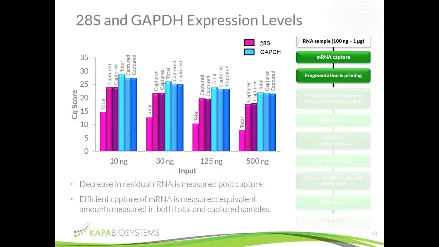We also examined similar Cq scores with GAPDH in total RNA and captured RNA. These results were consistent from 10 nanograms to 500 nanograms. In addition, replicate libraries were made for each input, and results were consistent between replicates.